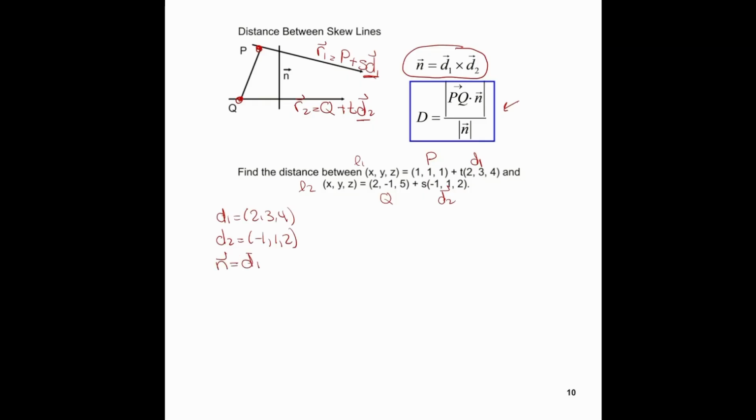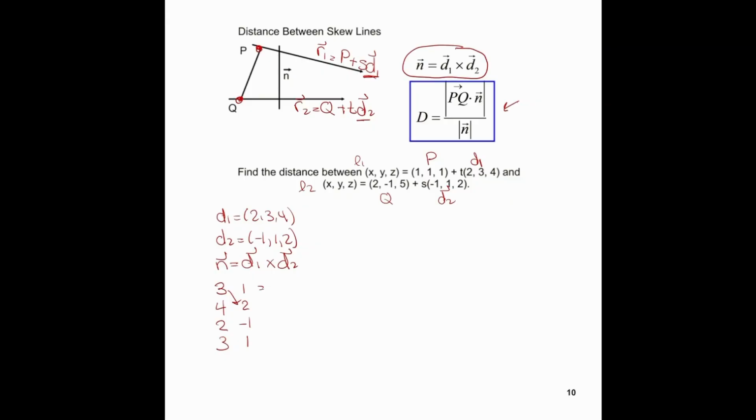So the normal will be D1 crossed with D2. I'm going to cross them. I just realized I wrote them out backwards. That was the big awkward pause. Okay, so let's write them out the right way. I have D1 crossed with D2, which means I have 3, 4, 2, 3, 1, 2, negative 1, 1. There, that's going to be a little better.